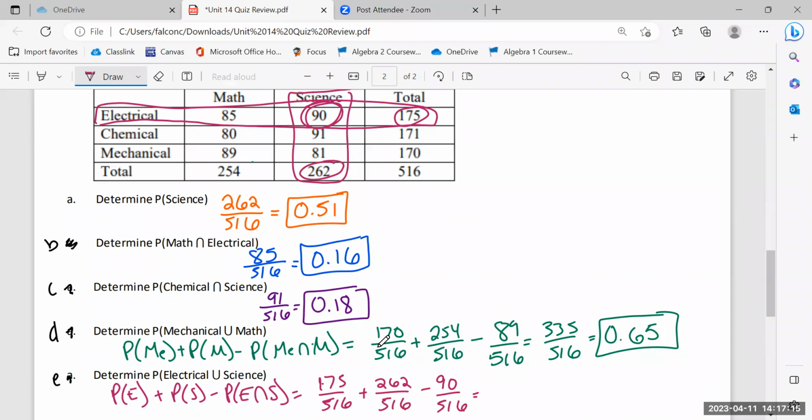And so add this together, 175 plus 262 minus the 90, would be 347 over 516. Divide that, so that'd be 0.67.